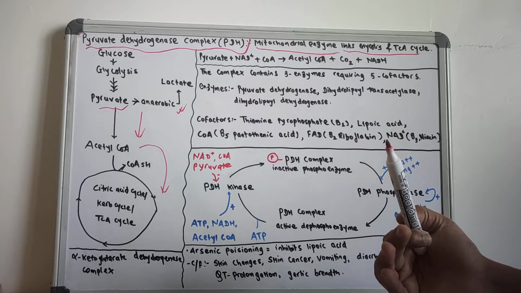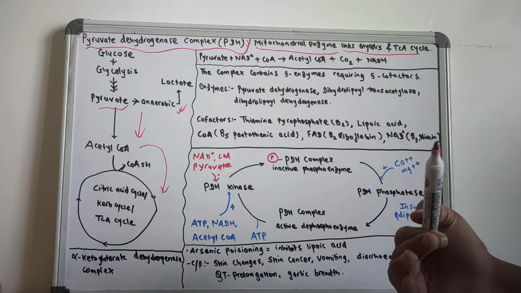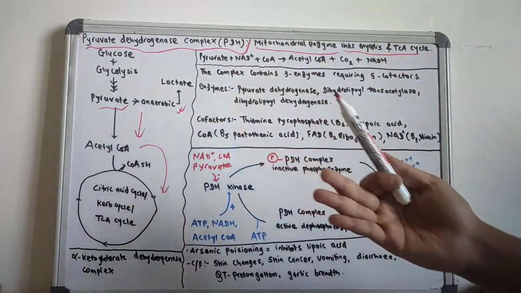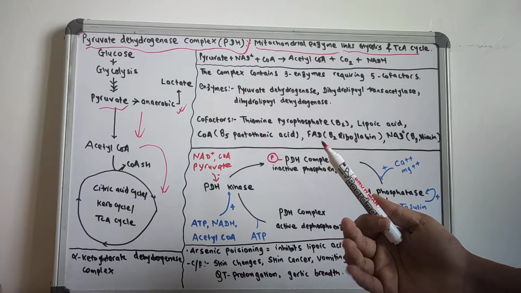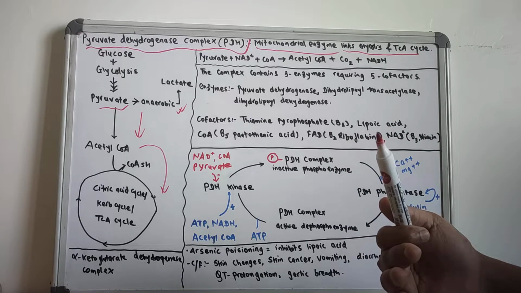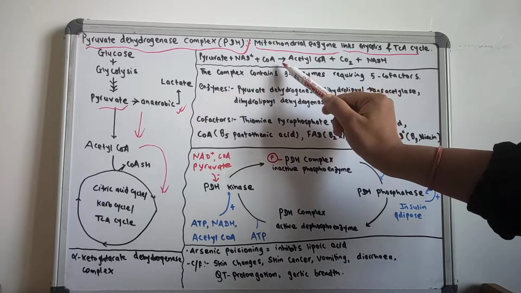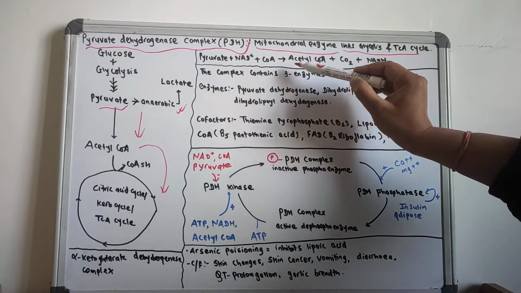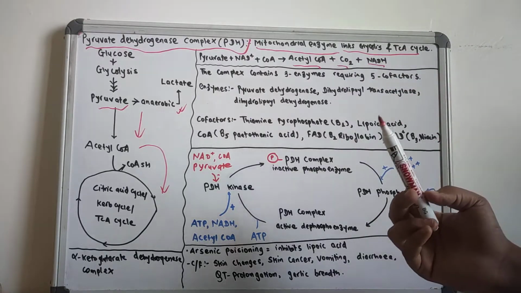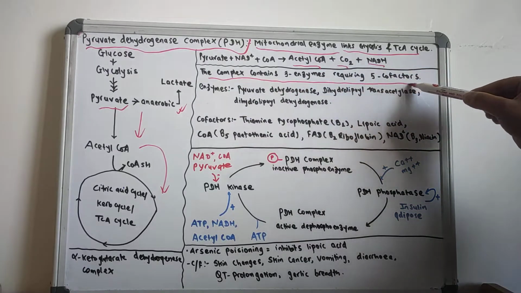So the sequence of reactions brought about by the different enzymes of pyruvate dehydrogenase complex in association with the coenzymes is shown in this figure. So this is the main thing you have to know, and the net reaction in the pyruvate dehydrogenase complex is pyruvate plus NAD plus coenzyme A, upon the action of the pyruvate dehydrogenase, gives acetyl coenzyme A, carbon dioxide, and NADH. So the complex contains 3 enzymes, and it requires 5 cofactors.